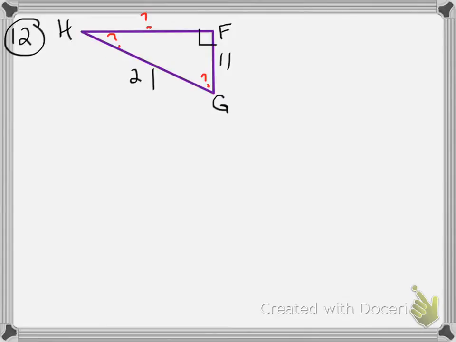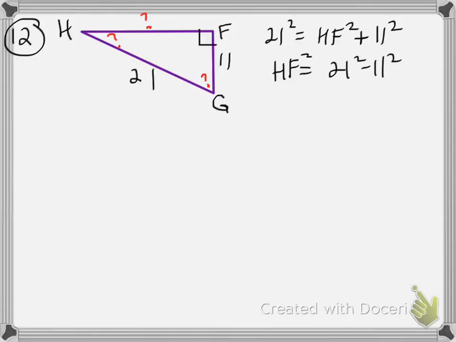So first thing is, I think I'm going to find HF. It's pretty easy. HF looks like a Pythagorean theorem problem. So I'm going to write, the hypotenuse is the longest one, 21 squared equals HF, which I need, squared, plus 11 squared. I do some work there, and I'll get HF squared is 21 squared minus 11 squared. Okay, why is that? Because it's minus 11 squared here, minus 11 squared here.